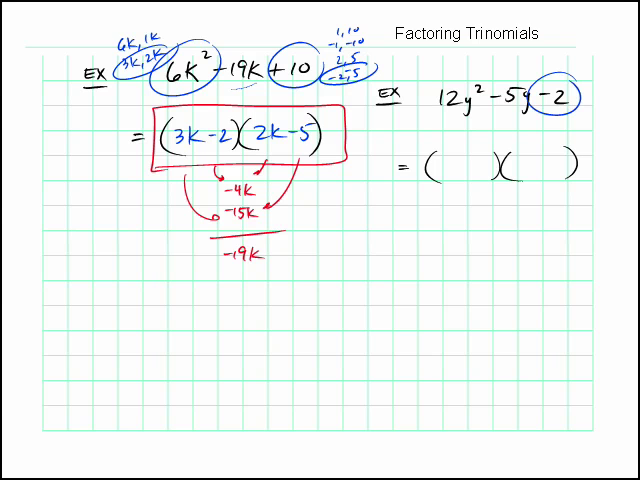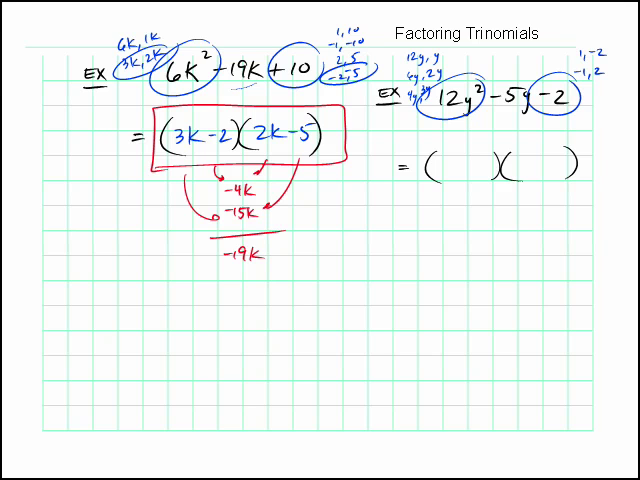Negative 2. There's only a couple ways to factor it. It could be 1 times a negative 2 or negative 1 times a positive 2. Front term, 12y squared. There's a few possibilities here. It could be a 12y times a 1y. It could be a 6y times 2y, or it could be a 4y and a 3y.